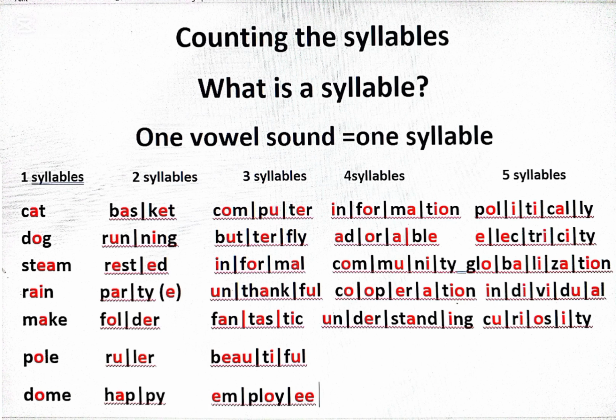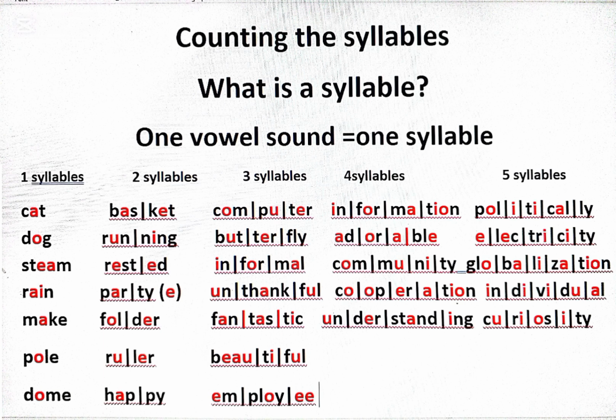Now let's move to the words that have two syllables. That means they have two vowel sounds. Our first word is basket. If we keenly look at this word, we have two vowels, and this is why we can say this word has two syllables. Basket. Next is running. Running. Again, U and I, two vowels. Rested. In this word, rested, two vowels, both are E. Rest-ed. So two syllables.